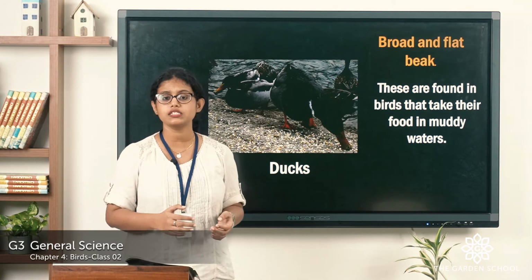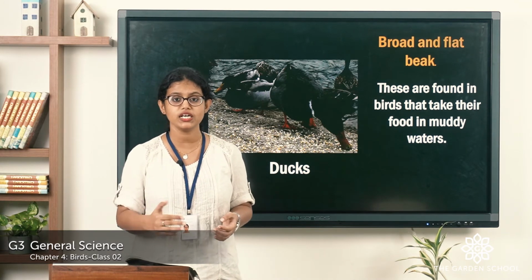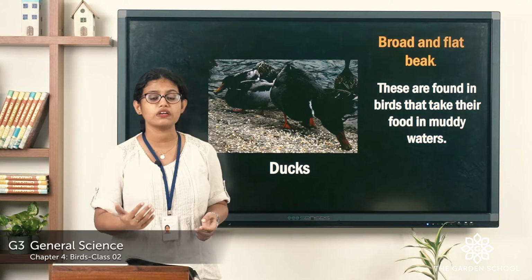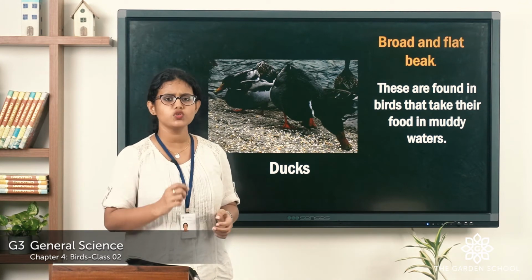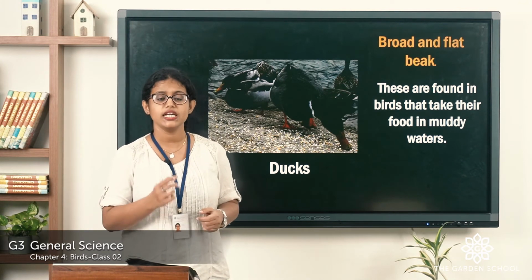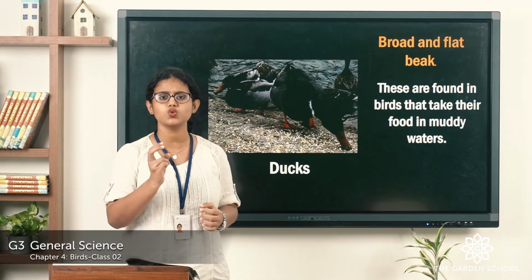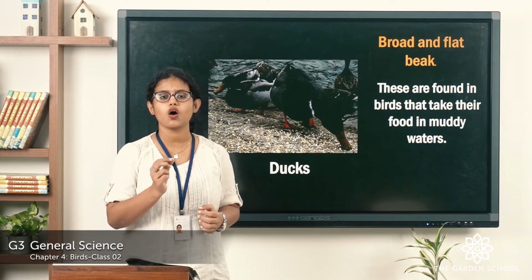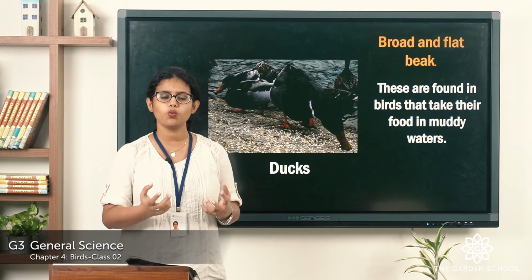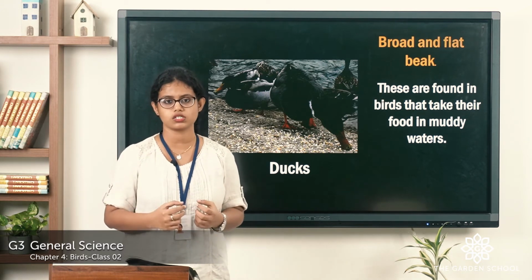Then where do these birds and swans live? They live near ponds, lakes, rivers, etc. Then have you noticed these birds closely? If you have observed, you can see two holes on the beak of this duck. So what is the purpose of these two holes?